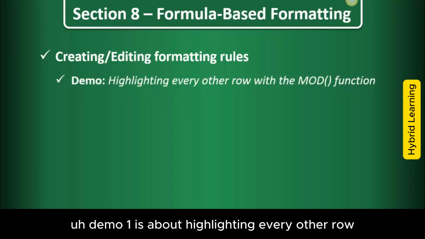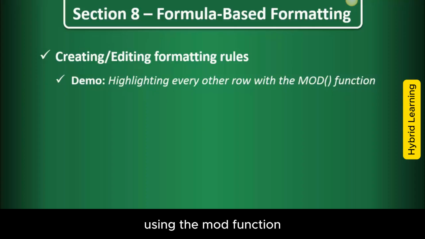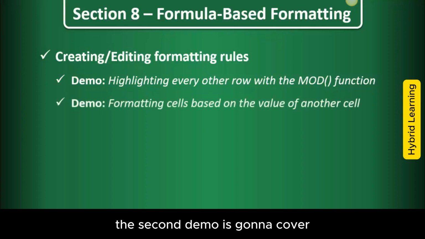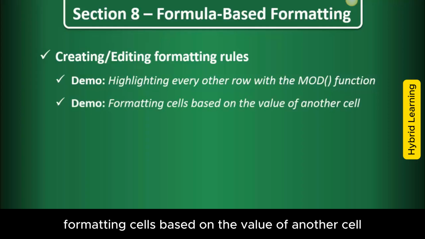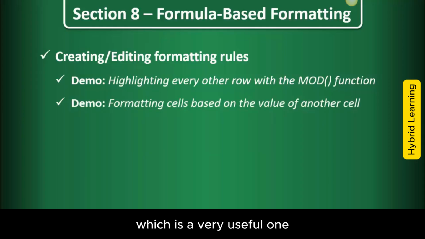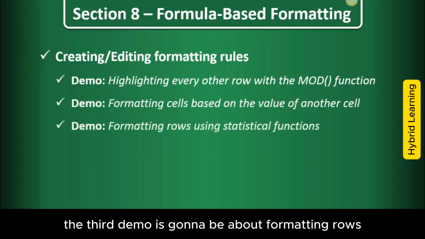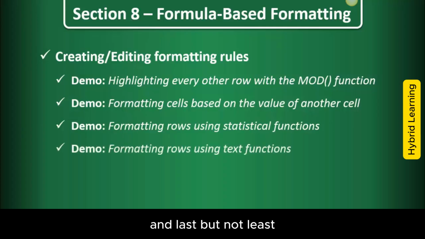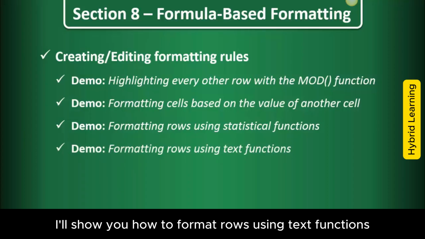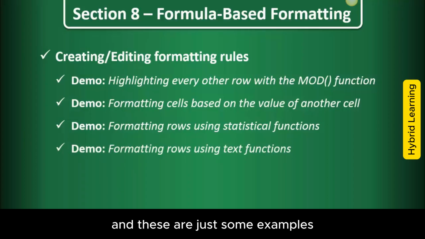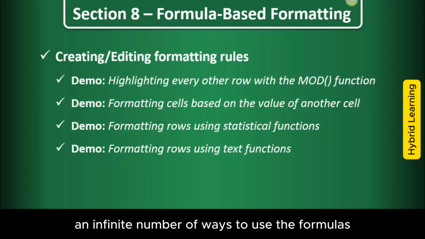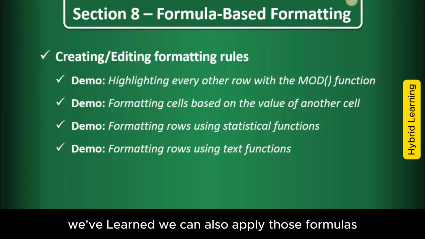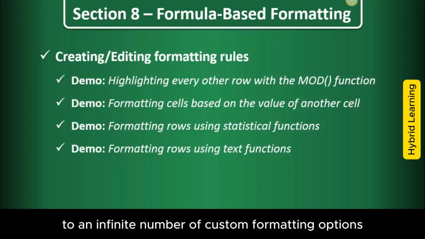Demo 1 is about highlighting every other row using the mod function. The second demo is going to cover formatting cells based on the value of another cell, which is a very useful one. The third demo is going to be about formatting rows using statistical functions. And last but not least, I'll show you how to format rows using text functions. And these are just some examples. The beauty of this is that just like there's an infinite number of ways to use the formulas we've learned, we can also apply those formulas to an infinite number of custom formatting options.